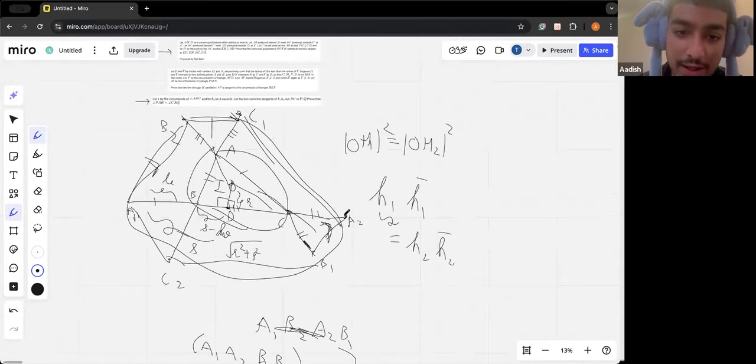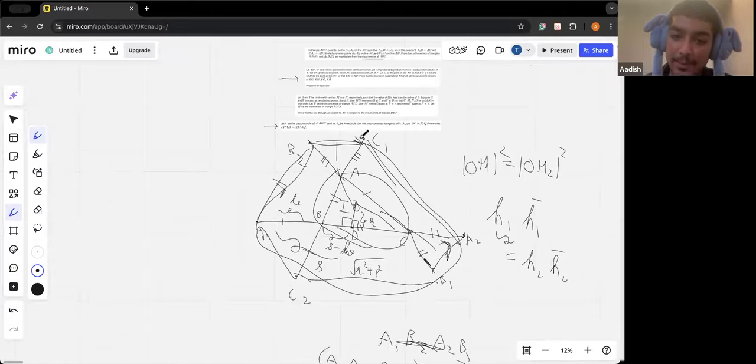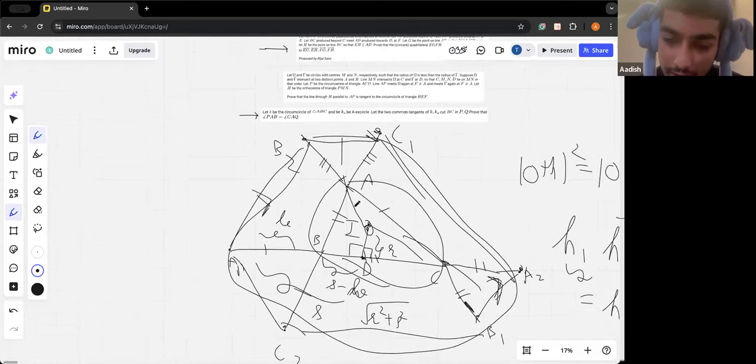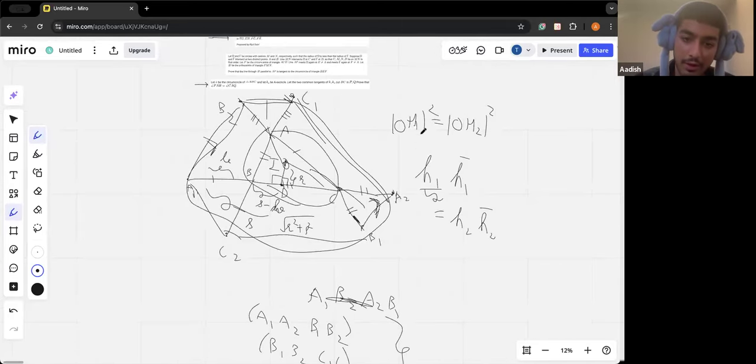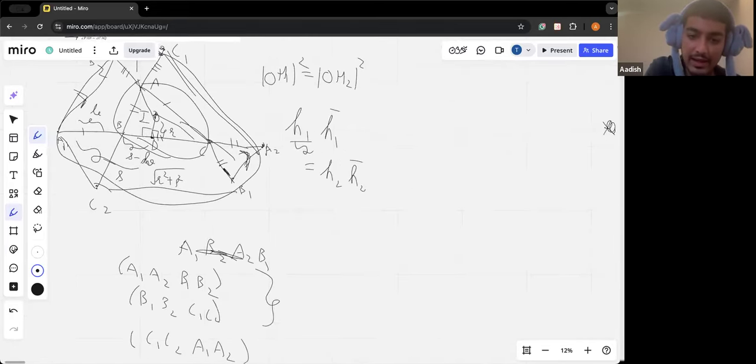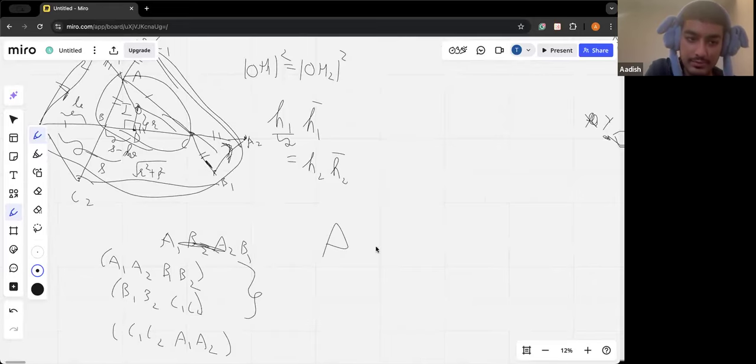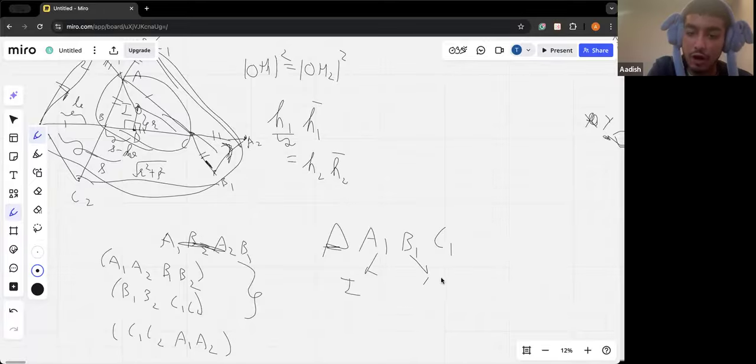Anyway, now we have A1, B1, C1. We have a big circle and we know its circumcenter. Now we can start thinking about the orthocenter. So look at triangle A1, B1, C1. Even just cosine works. I don't know why I used both cosine and barycentric. So the circumcenter is I, and we want to find H1, right?